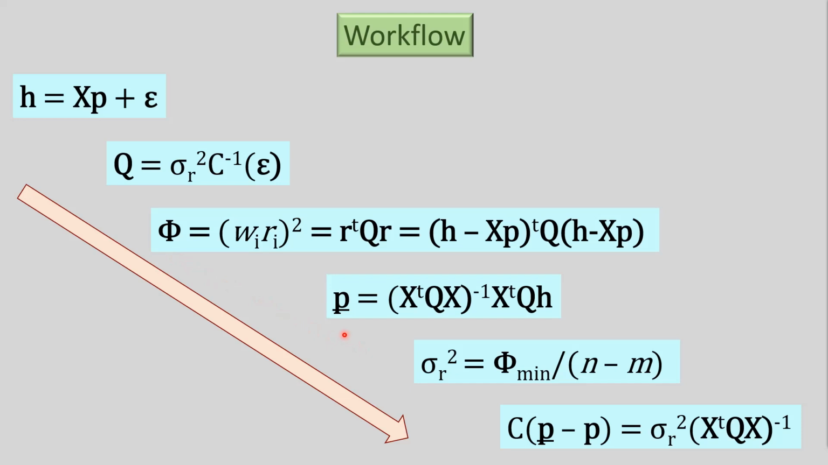On the basis of the minimized objective function, I can calculate the reference variance, the proportionality constant between my weight matrix and what I presume to be the covariance matrix of measurement noise. And once I've calculated that, I can calculate the covariance matrix of parameter error, that is, the uncertainties in the parameters that I have just estimated.